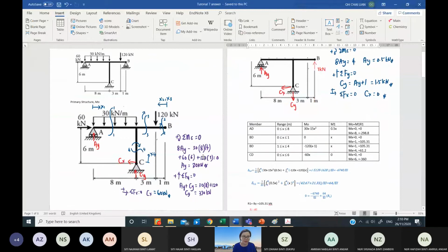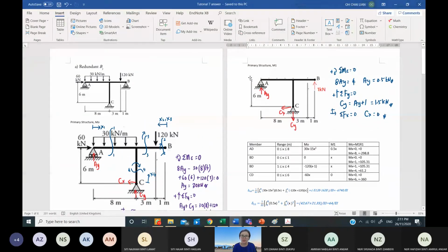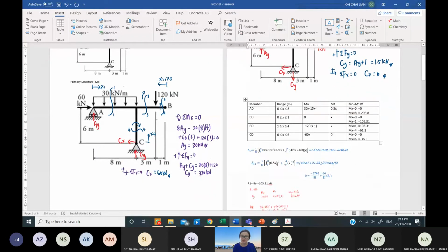So you have solved for this primary structure M naught to get the bending function, and then solved for this M1, the redundant structure, for the bending function, and then you write the compatibility equation and solve for the R1, which right now is BY. So what next then?